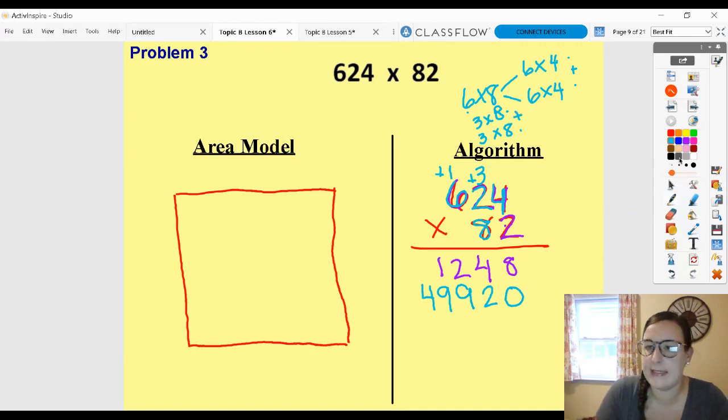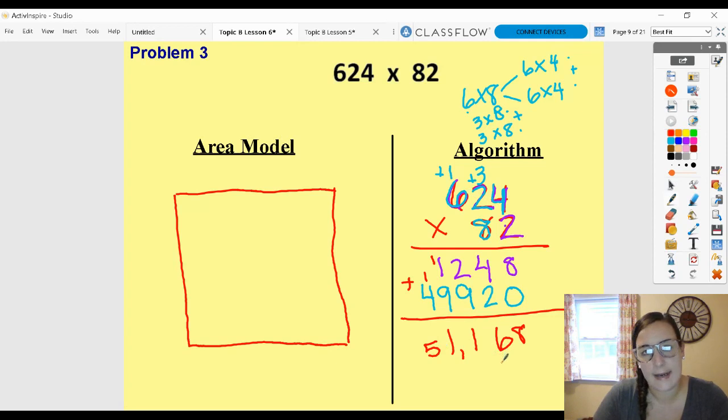All right, so our last step here is we have 2 partial products in our standard algorithm that we need to put back together. So we have our ones place, tens, 100, 1,000, and 10,000. So 51,168 is our product for problem number 3.